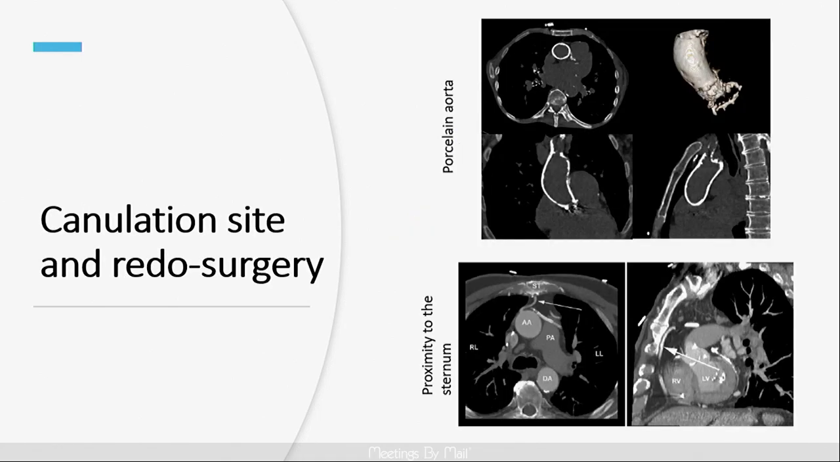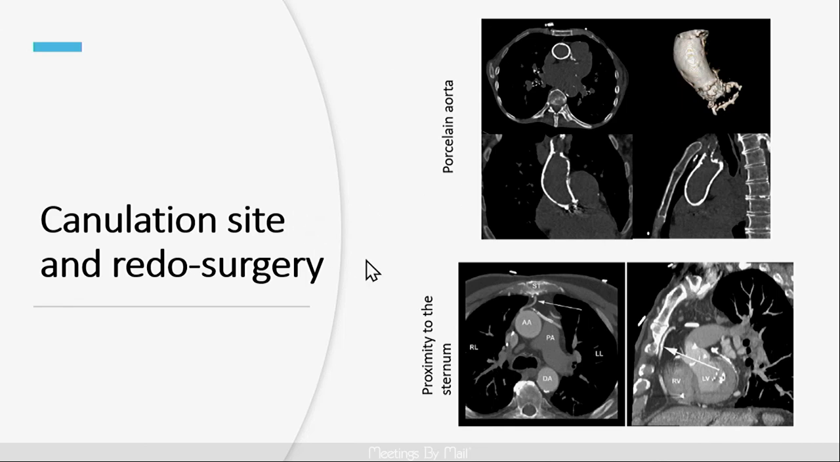CT is also very important to look for the cannulation site, particularly look at this case with porcelain aorta with prior radiation. This is a CT without contrast, and you see that the entire aorta is porcelain, so very hard to find a spot to cannulate.